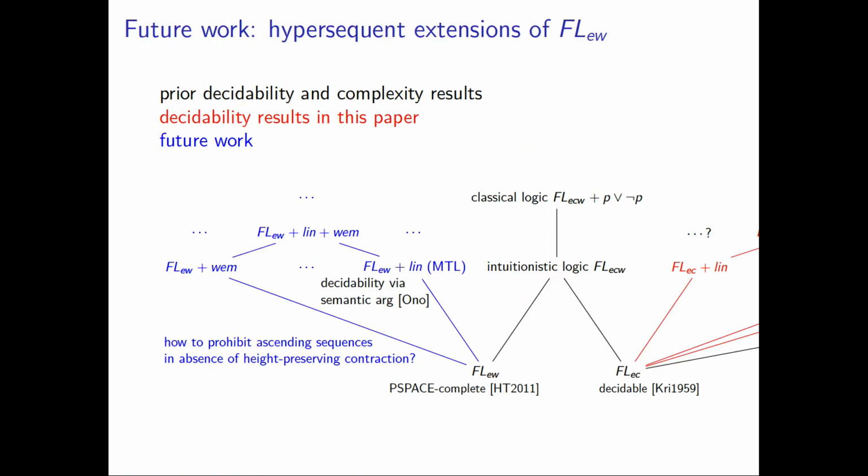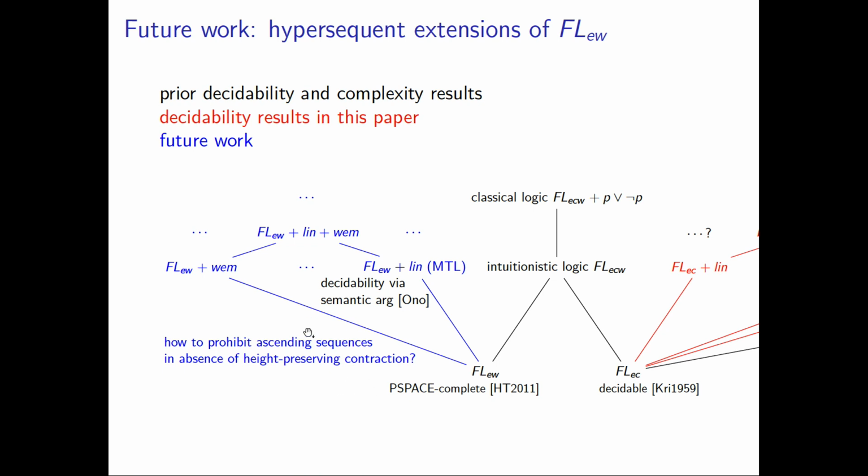Future work. So this work focused on the hypersequent substructural logics extending FLEC. In the case of FLEW, the status of their decidability is mostly unknown. The exception is MTL, monoidal t-norm logic, whose decidability was shown by Ono using an algebraic semantic argument. But in the general case, decidability is open.